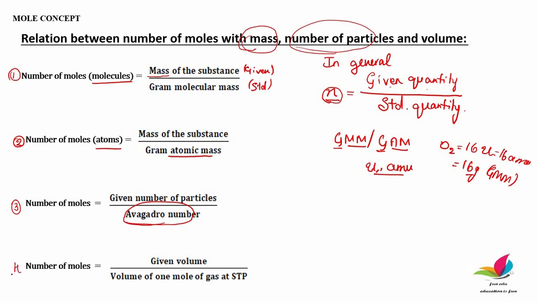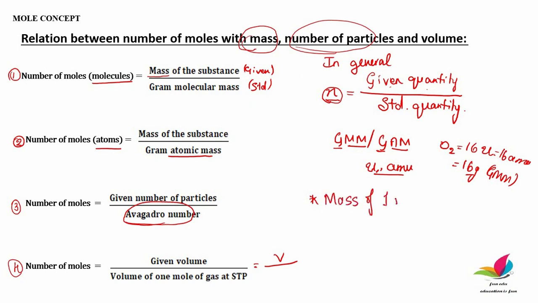And the fourth one is number of moles will be equal to given volume by volume of 1 mole of gas at STP. So here the relation is between number of moles and volume. So the given volume divided by the volume of 1 mole of a gas at STP. So STP means standard temperature and pressure. So what is 1 mole of gas volume? See, this you have to remember. Okay, so few things I will write that you have to remember.